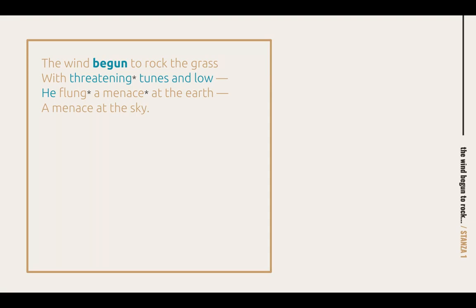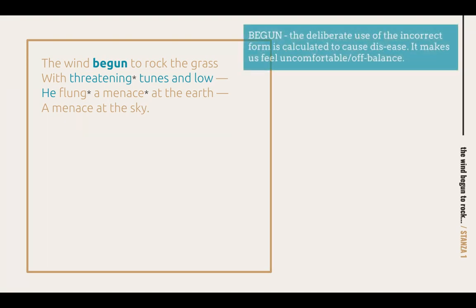Now, you might have noticed that word begun, and you might have thought that was a ridiculous error, or maybe it was some kind of old-fashioned English, but it's not. It's deliberately incorrect, and Dickinson has put that in there deliberately. The wind begun to rock the grass. She does that because she deliberately wants to create a sense of unease.